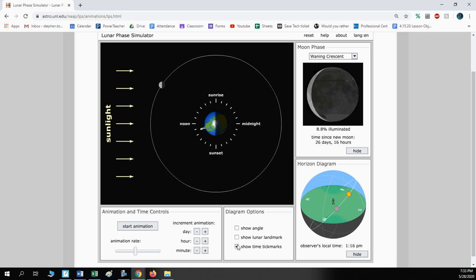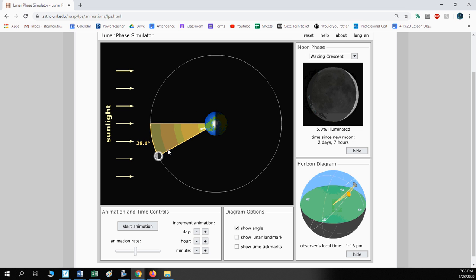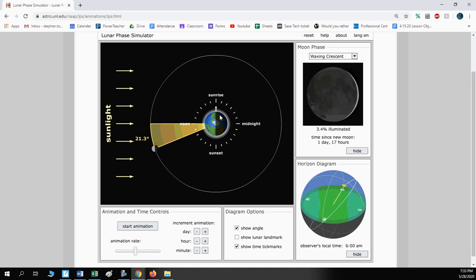This is nice. The diagram options let you show the angle at which the moon is reflecting light towards Earth. You can show a little lunar landmark so you can see what you might be seeing, which is kind of useless in my opinion. And lastly, you can show some time marks, which is pretty nice because the person shows what time it is. For this person, they would experience sunrise, then noon, then sunset, and then midnight. This is similar to a model you created a few weeks ago. So, let's get started with what's happening here.